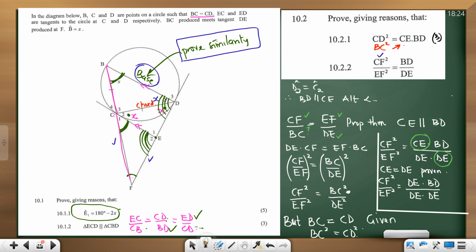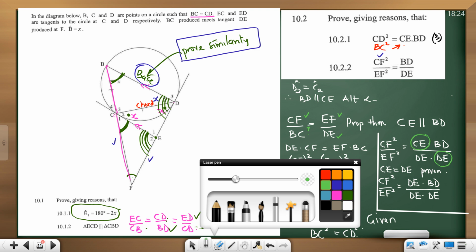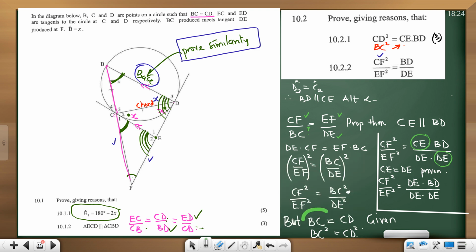Why are you responding late? I need you to quickly respond before I go to the next point. Sorry, sir. What is BC? CD. So come back to the question. Do you notice CD squared? Yes, sir. But what is CD? BC. So it's CE times BD. Yes, but CD is the same as what? BC. Yes, sir. So instead of writing BC squared, I'm writing this exact thing here. Does that make sense?